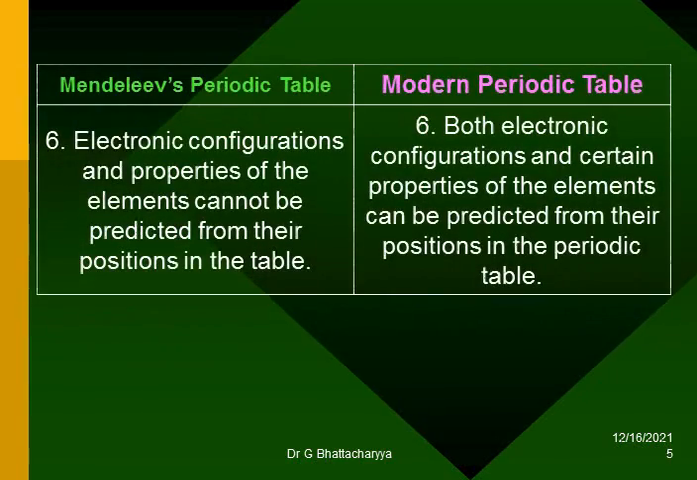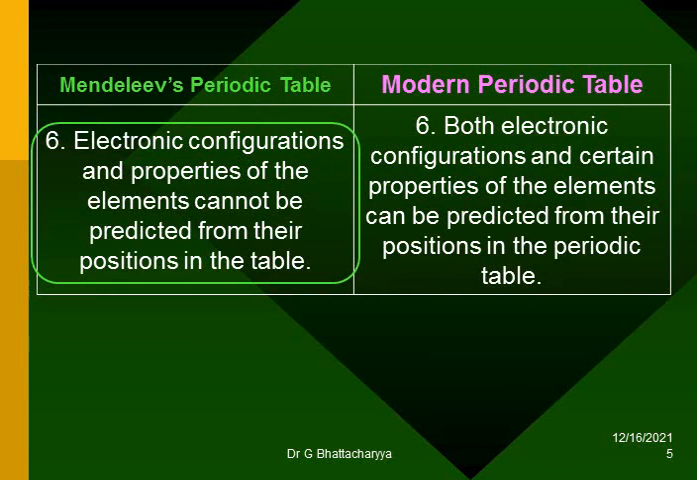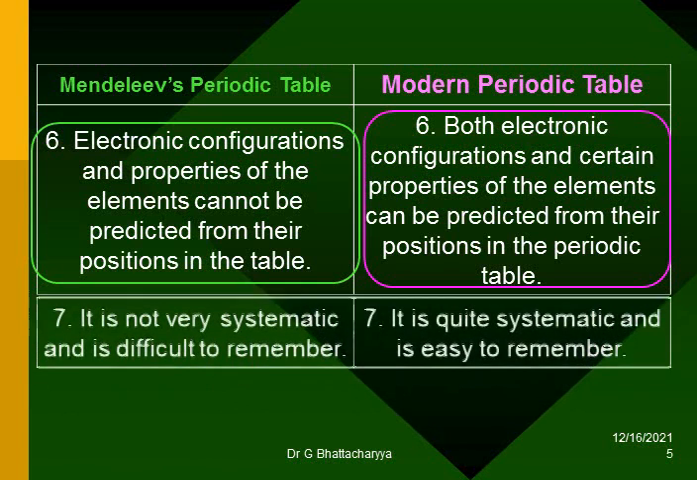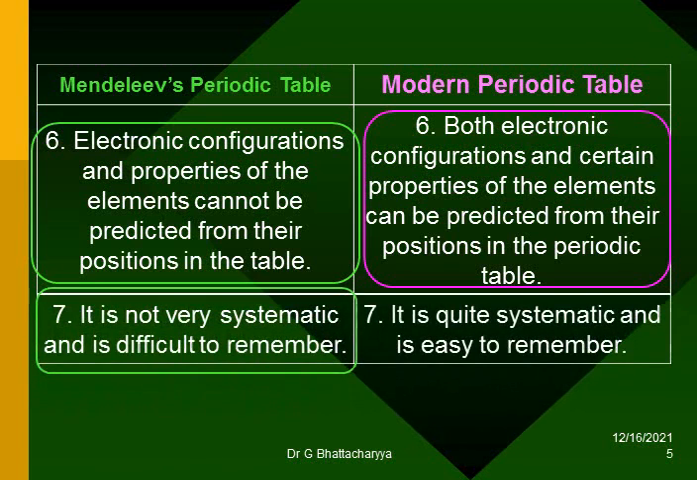Mendeleev's periodic table 6. Electronic configurations and properties of the elements cannot be predicted from their positions in the table. Modern periodic table 6. Both electronic configurations and certain properties of the elements can be predicted from their positions in the periodic table. Mendeleev's periodic table 7. It is not very systematic and is difficult to remember. Modern periodic table 7. It is quite systematic and is easy to remember.